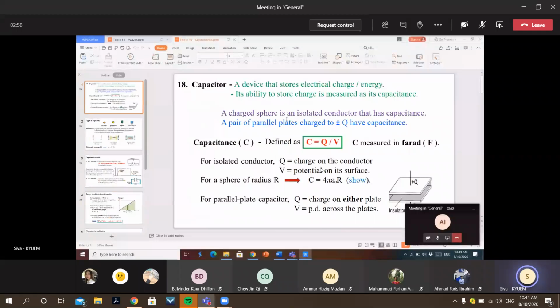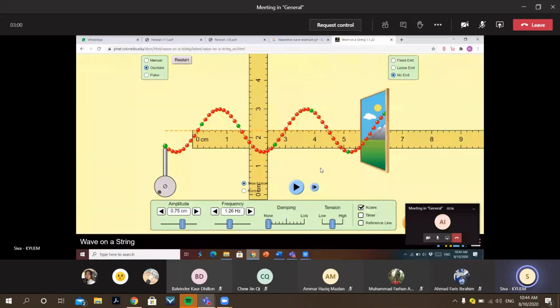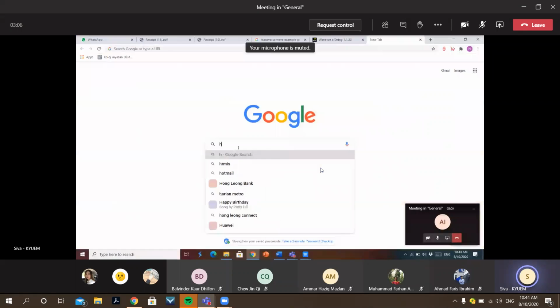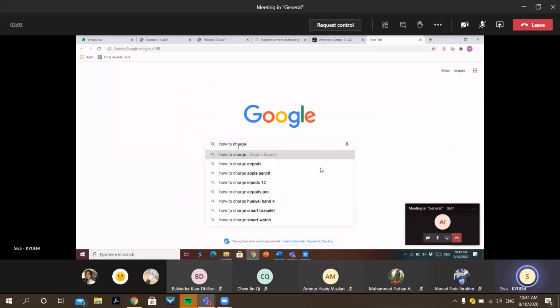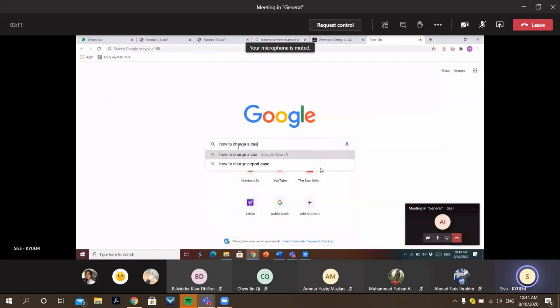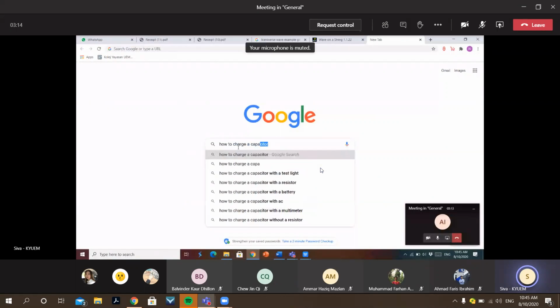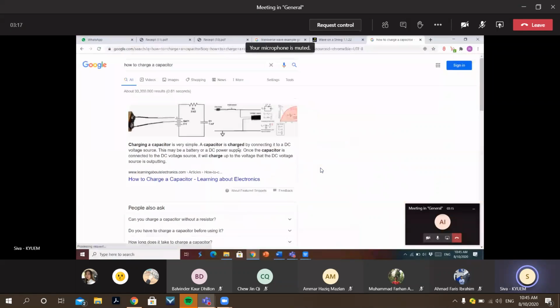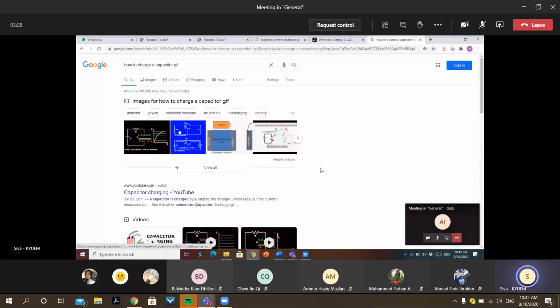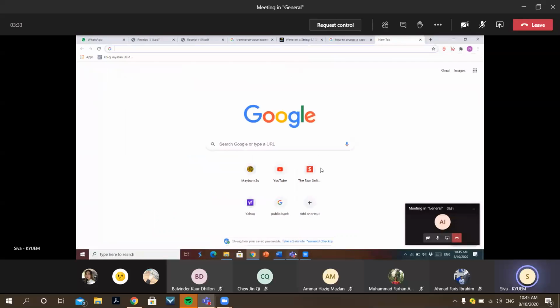From the website, what we have is a capacitor. A capacitor is a device which we can use to store energy, so we must be able to charge it first. The symbol of a capacitor looks like what you saw in the PowerPoint. Let me show you the PowerPoint.